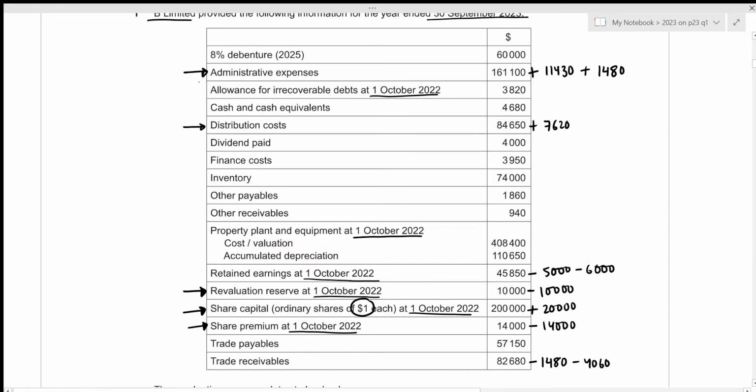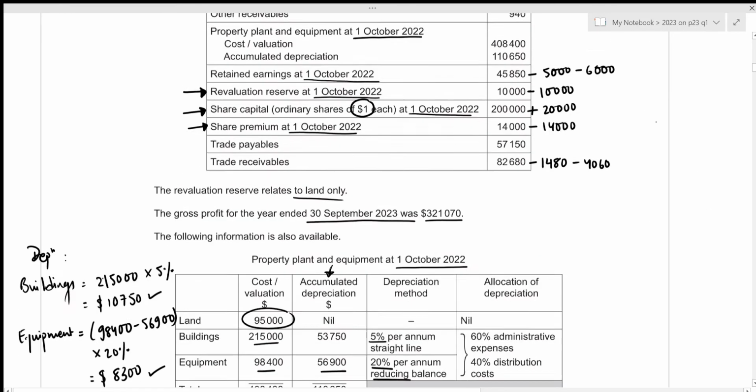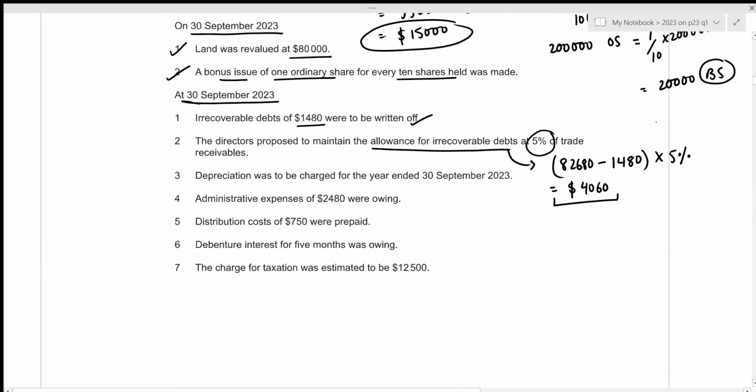We were given the allowance for irrecoverable debts at the opening date right here. That was 3,820, which is lower than our current amount, which means that there has been an increase. So the increment is a 4,060 closing value minus the opening value of 3,820. So 240 is the increment in allowance for irrecoverable debts, which we should treat as an overhead. So again, we need to add this amount to our administrative expenses. All right. We're done with 1 and 2.